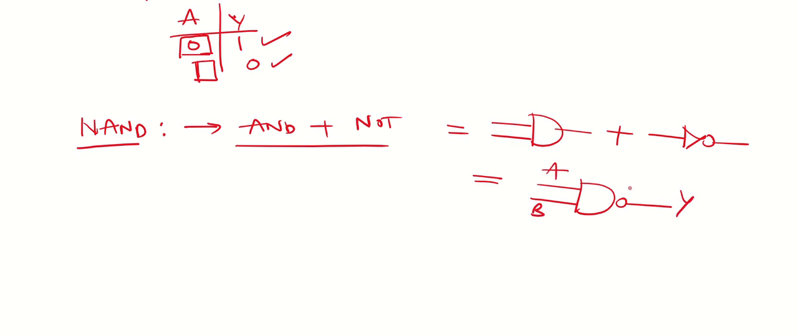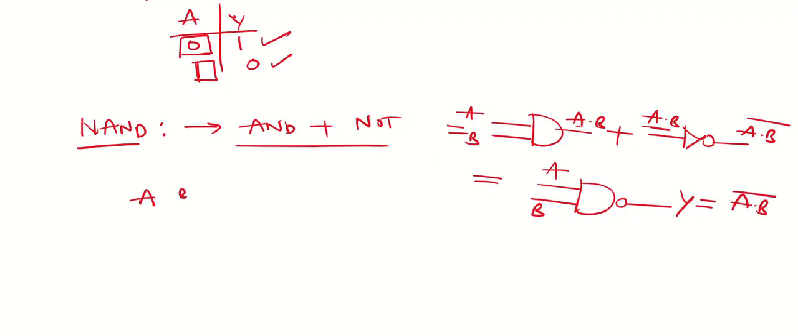The operation of this one is as follows: I have given A and B here, which is called A into B. This A into B is given as the input of the NOT gate, so it becomes A into B whole bar.